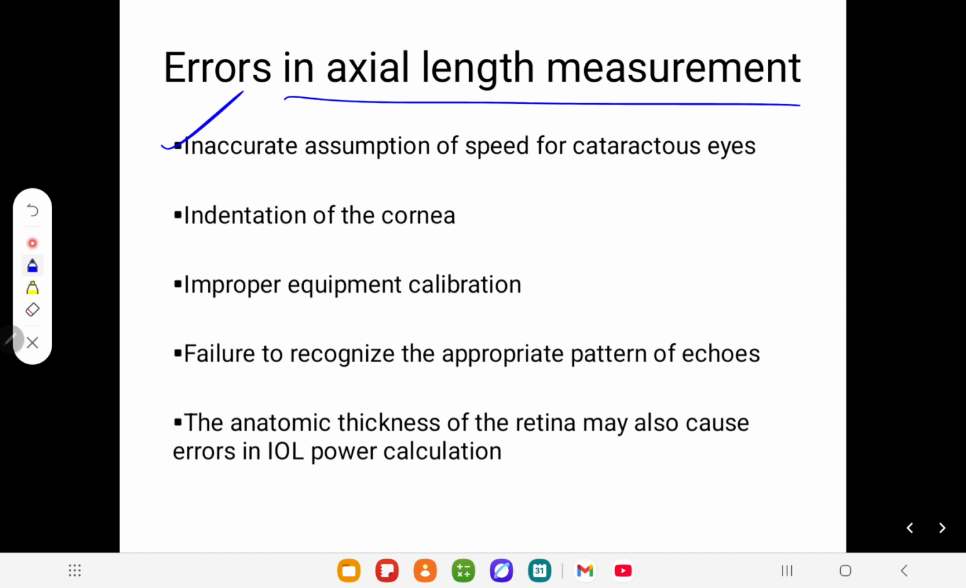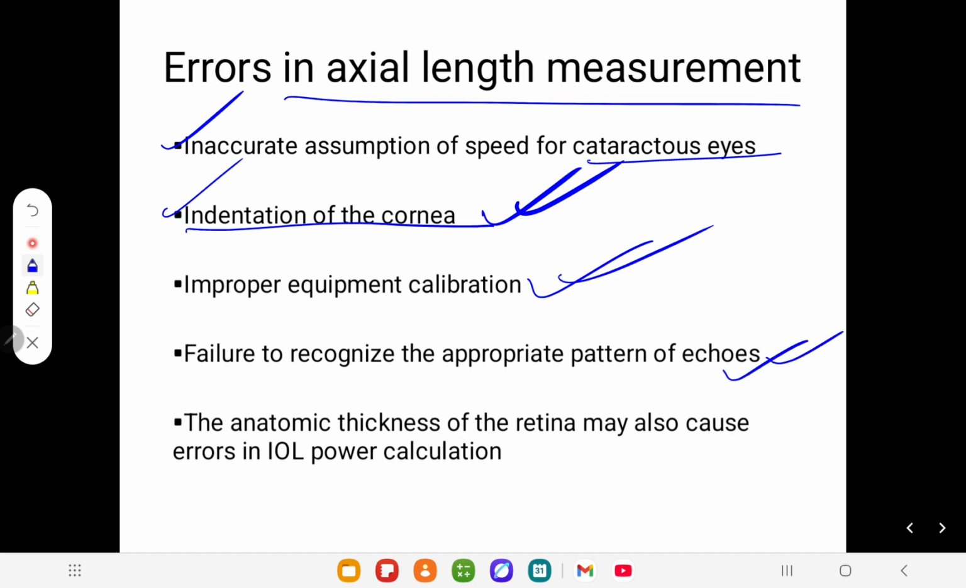So basically, an inaccurate assumption about the speed of the cataract matters. It's very important. We have settings in our machine, so we have to check these things. Another cause is a novice practitioner. Chances are high that we indent the cornea. That's why skill matters here. Improper equipment calibration is definitely a cause. Failure to recognize the appropriate pattern of echoes.